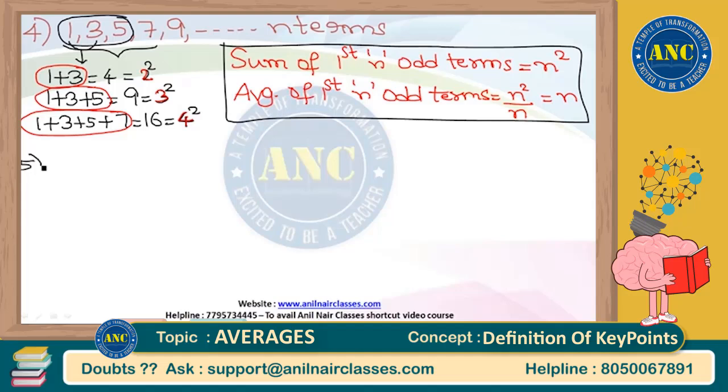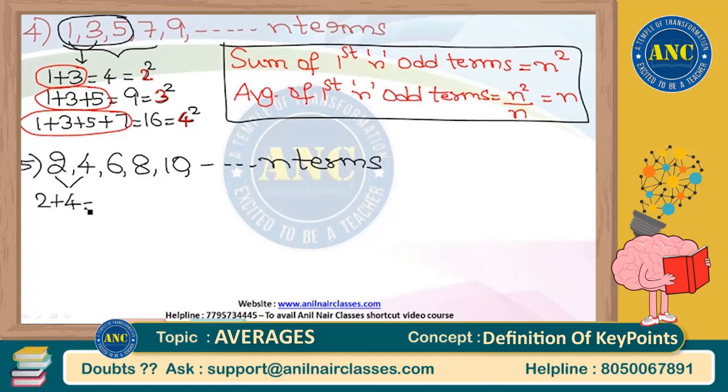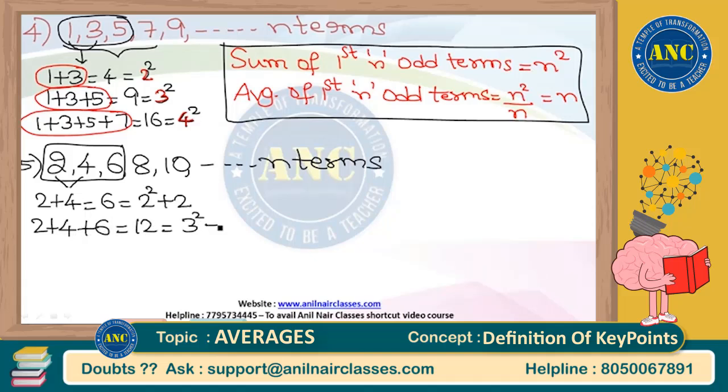Similarly, if I take an even number series, suppose for example, 2, 4, 6, 8, 10, etc. till n terms. Same logic I'll implement, sir. If I add the first two terms, 2 plus 4 is 6. 6 can be written as 2 square plus 2. If I add the first 3 terms, 2 plus 4 plus 6, it is nothing but 12. 12 can be written as 3 square plus 3.